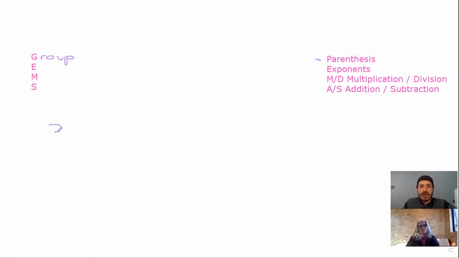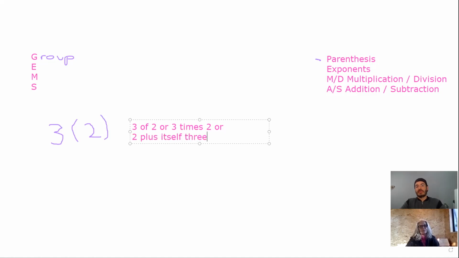We know that when you put a number next to a parentheses like this, it means multiply. This means literally 3 of 2, right? Or we can also say 3 times 2. Or we could even say 2 plus itself 3 times.